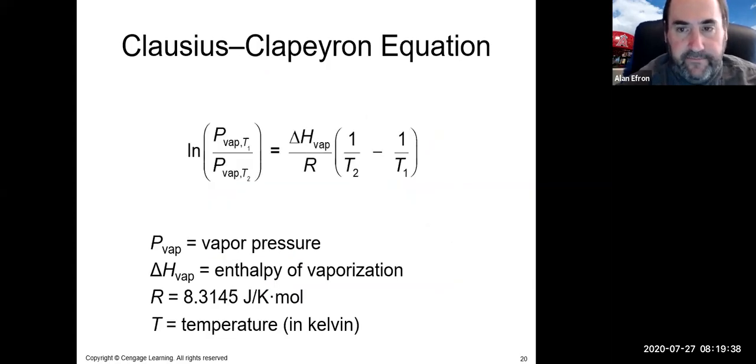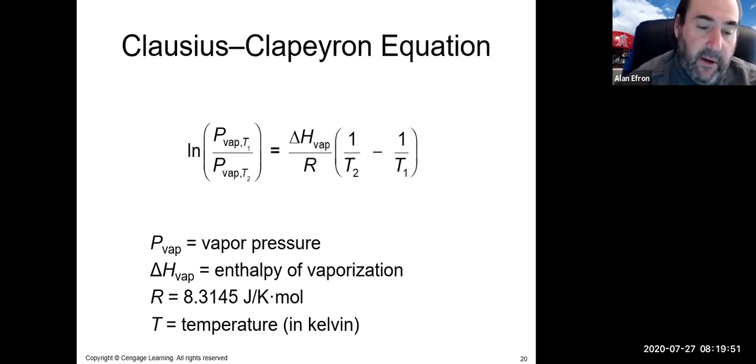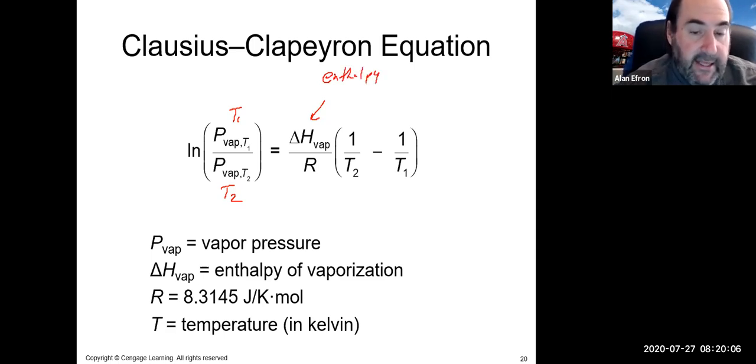So one way you can calculate something like the vapor pressure is through this equation here. This is the Clausius-Clapeyron Equation. It's the natural log of the vapor pressure at temperature 1 divided by the vapor pressure at temperature 2 equals delta H of vaporization. This is the enthalpy. We don't talk too much about heat, but enthalpy is delta H, and that's basically the heat of a reaction.